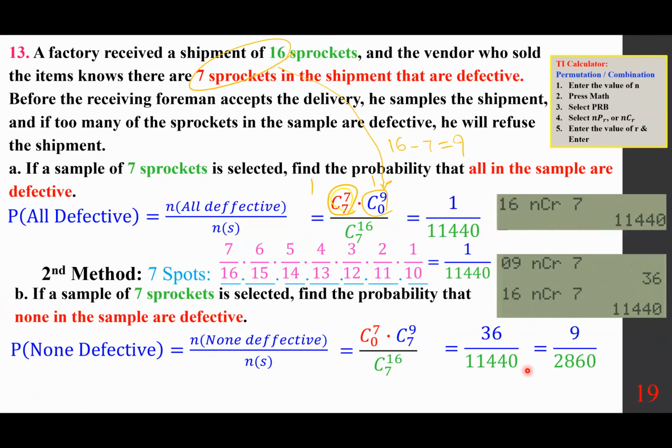The second method. None is defective. So the first one is 9 out of 16, right? The second one is 8 out of 15. 9 out of 16, 8 out of 15, 7 out of 14, and it continues, and it gives you the same answer.